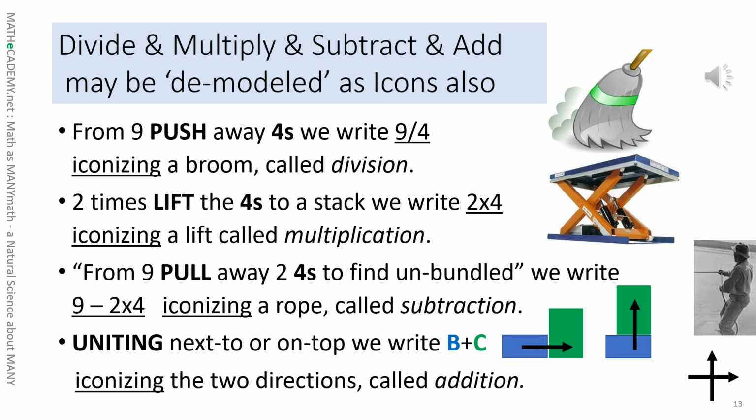Divide and multiply and subtract and add, may be demodeled as icons, also. From 9, push away 4s, we write 9 over 4, iconizing a broom, called division. 2 times lift the 4s to a stack, we write 2 cross 4, iconizing a lift, called multiplication. From 9, pull away 2 4s to find unbundled, we write 9, pull away 2 times 4, iconizing a rope, called subtraction. Uniting next to, or on top, we write B plus C, iconizing the 2 directions, called addition.